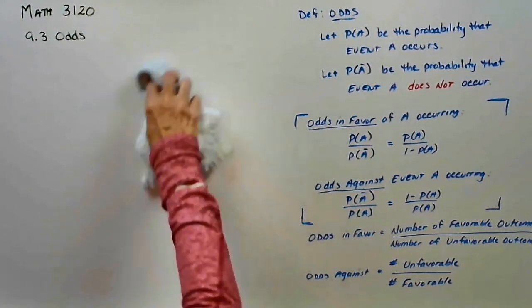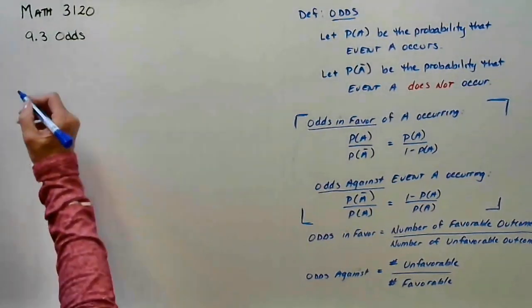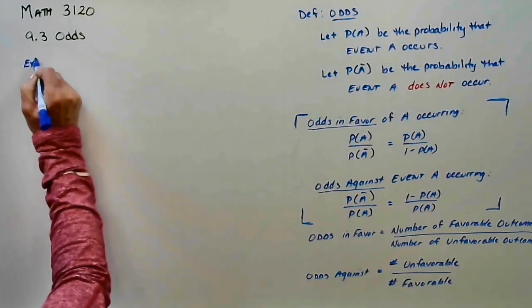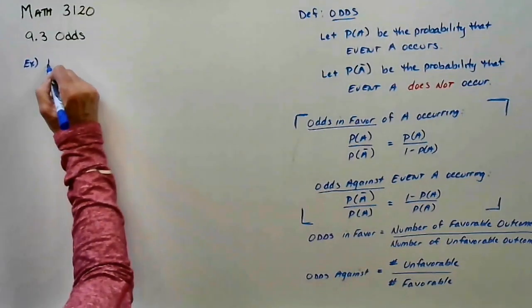Again, we're going to be referring to the rolling of dice that we've done in the past. So if you need to get out that sheet that has all the possible sample set of rolling 2 dice or rolling 1 die. So here we go. Let's say our event is, let's roll a standard die.